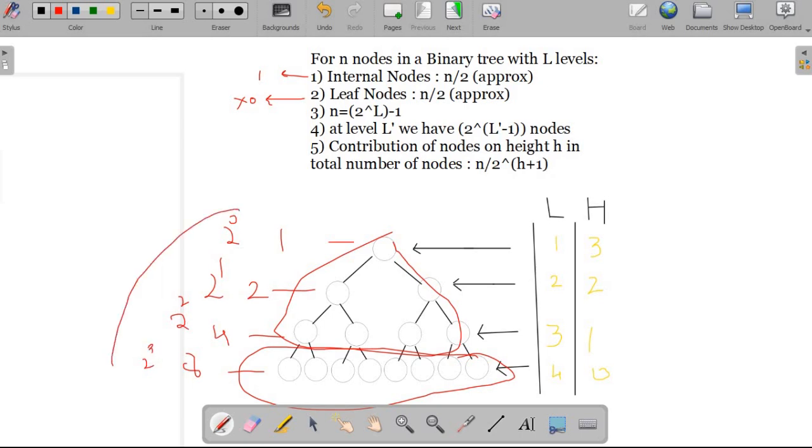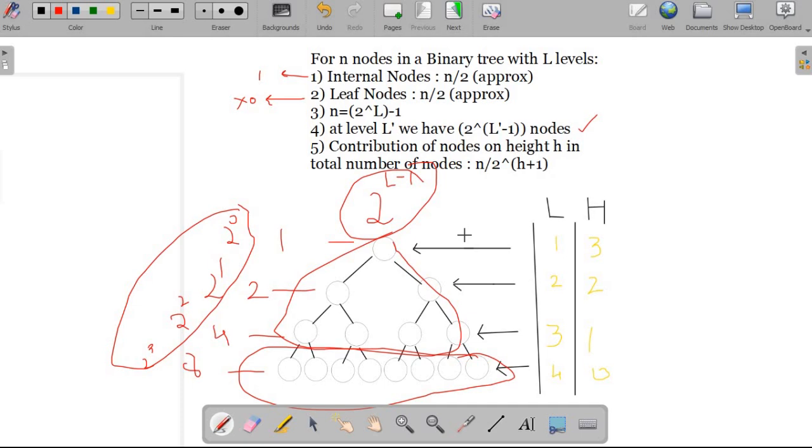Using this we can derive a simple thing: in level L we have 2 to the power L minus 1 nodes, which is our fourth point. That is, for every level L, the maximum number of nodes in that particular level is 2 to the power L minus 1.